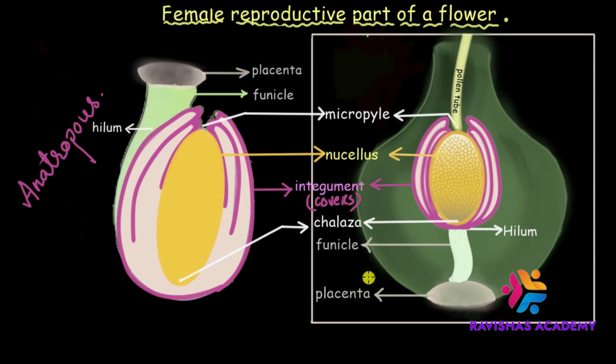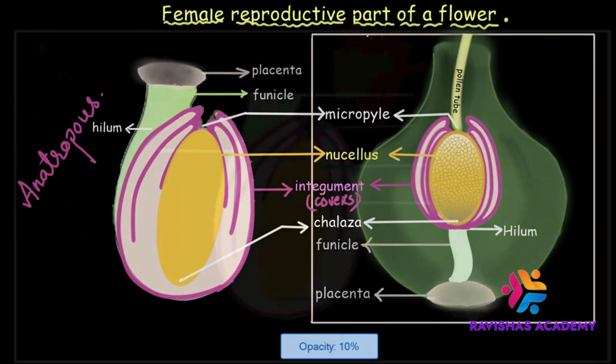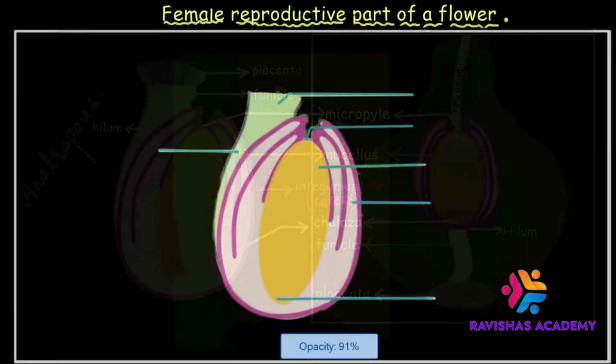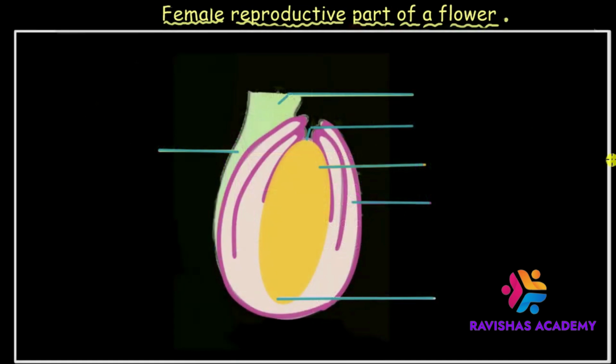And in our future video, we will talk about how the cells of the nucellus divide and form female gametes. But before we end the video here, I would like to leave you with an unlabeled diagram of an ovule. How about you pause the video and try and label the different parts.